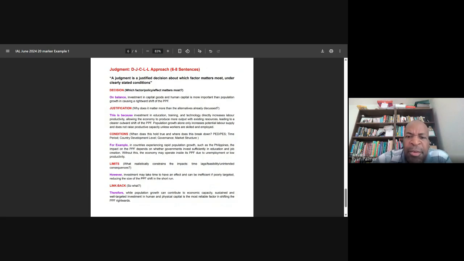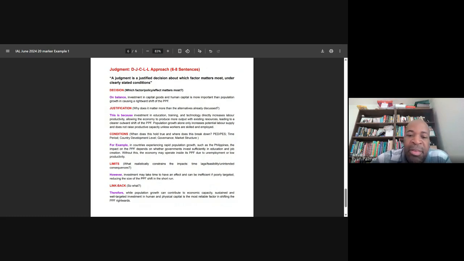What are the conditions? The next bit, the C, is the conditions. When does this hold true? Where does it break down? Things to consider would be price elasticity of demand or price elasticity of supply. Talk about the time period, which would be the short run or the long run. Talk about the stage of the country's development, if it's underdeveloped, developing, or developed.